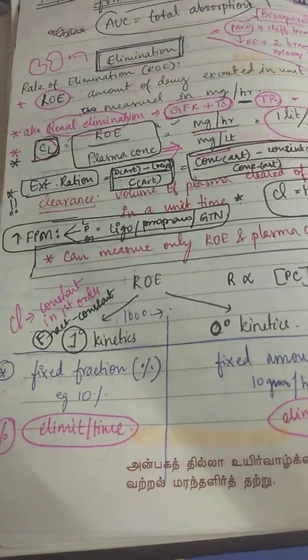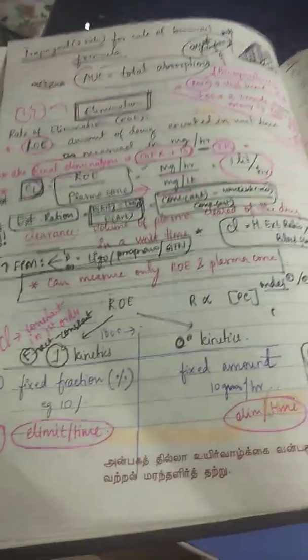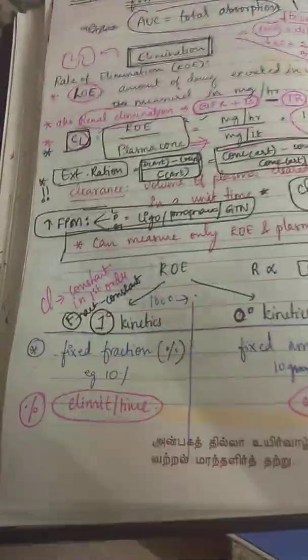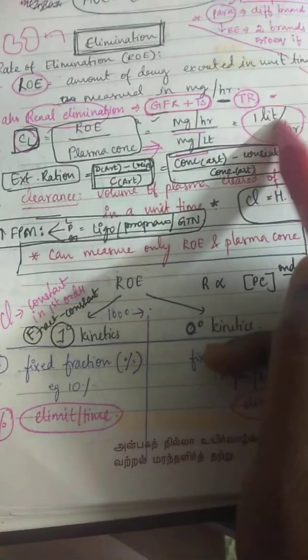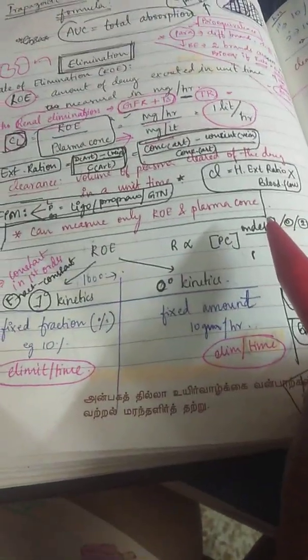About elimination here. The rate of elimination is how it is cleared. Total clearance is however it is cleared. Is it cleared by kidney? Is it cleared by liver? Is it cleared by skin? Is it cleared by GI? Whatever it is, the rate of clearance is equal to the rate of elimination divided by plasma concentration, and that is in liter per hour. Now this is very important.